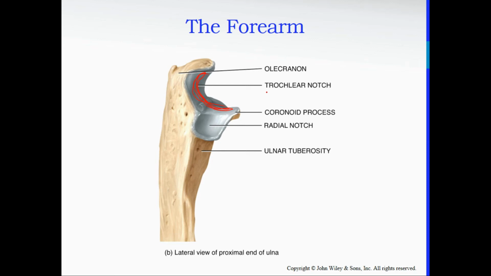But it's also because it articulates with the trochlea, sometimes called the trochlear notch. And then right here is this bump, that projection is called the olecranon process. And then this bump down on the front end is called the coronoid process. A little extra part that is not on your list is the radial notch. And that is this groove right here where the ulna and radius articulate with each other.